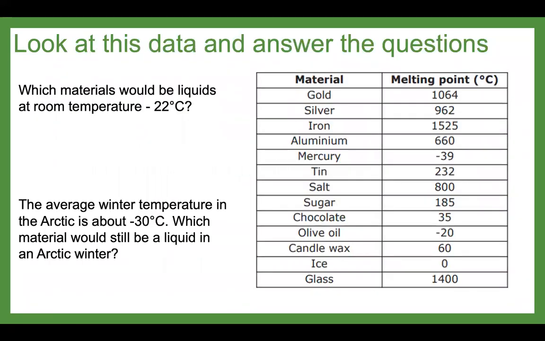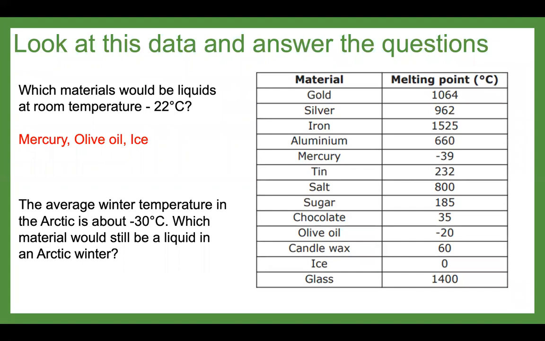Let's look at this data and answer the question. So which materials would be liquids at room temperature? Okay, which metals would be liquids at room temperature? That means they should have a low melting point. So have a look at your graph. Which metals have a low melting point? And the answer is mercury, olive oil, and ice.